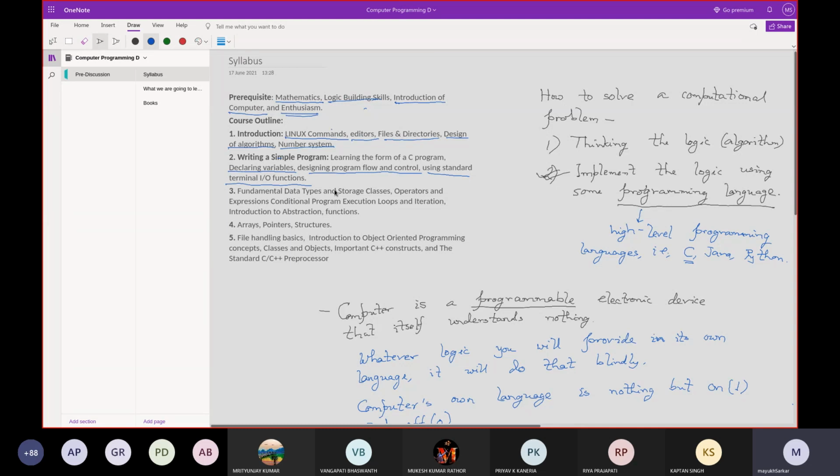And how will you show that? Obviously on the screen. How will you communicate with the screen in your program? So this is the output. Input, I for input, O for output. Input output functions: how to communicate with the various input output devices. How will you take the input from the user? How will you show the output to the users?